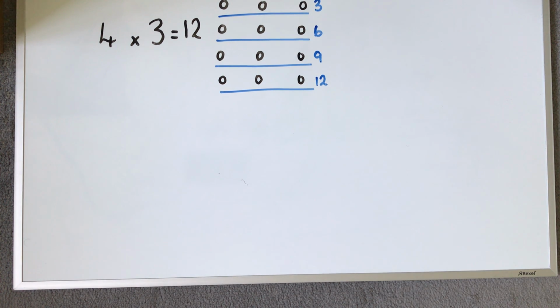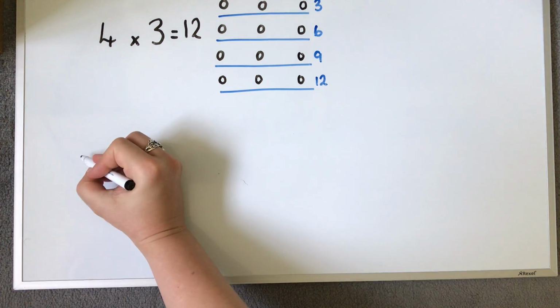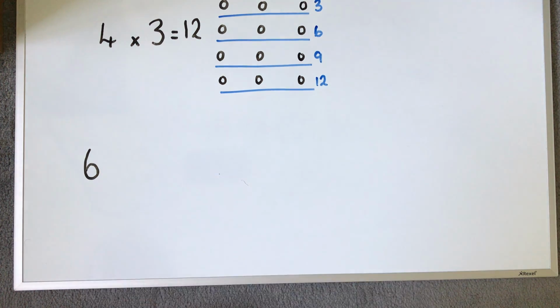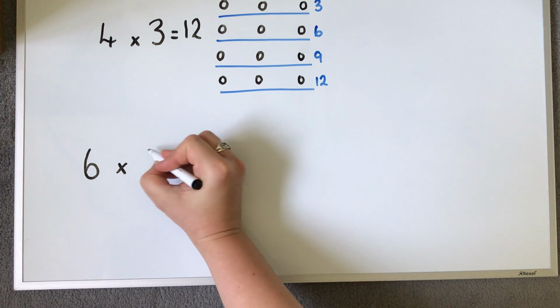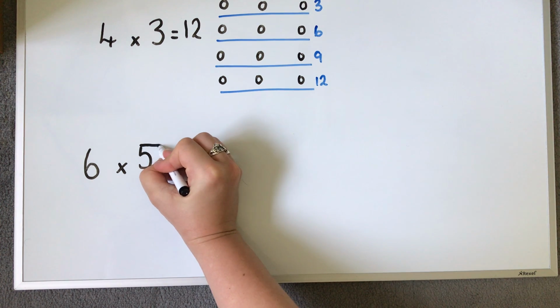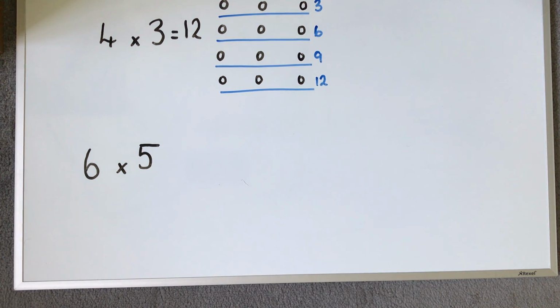Let's see if we can do another one together. I went to the shop and I bought 6 bags of apples, and in each of my bags of apples, there were 5. So I know that I've got 6 bags of apples, and in each of the bags there was 5 apples. Now I need to work out what 6 times 5 is, but I want to show it as an array first, just to make sure that I'm 100% correct.